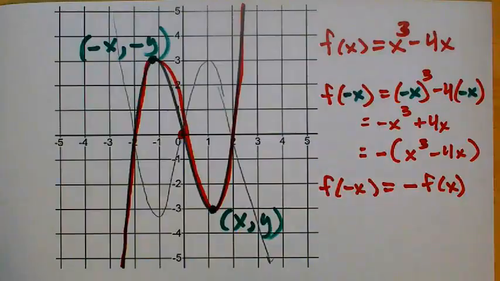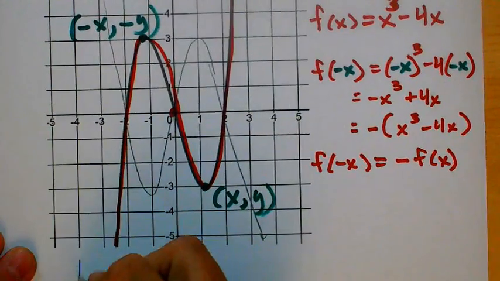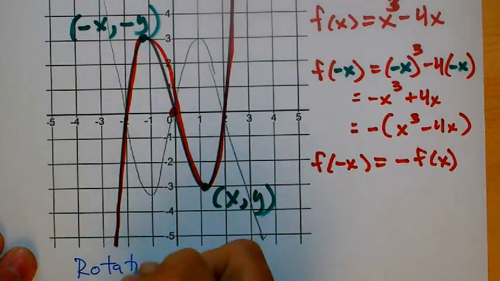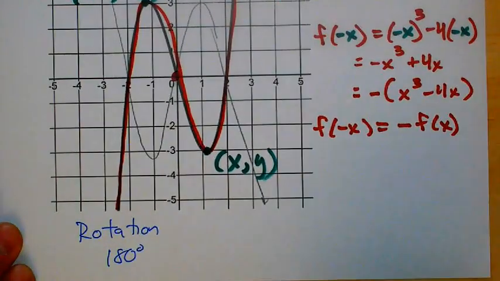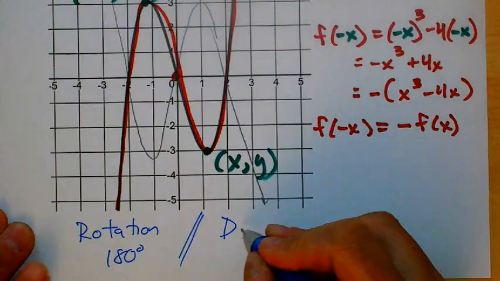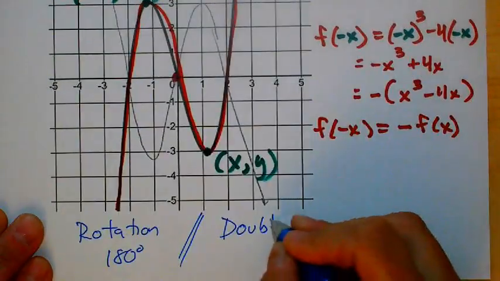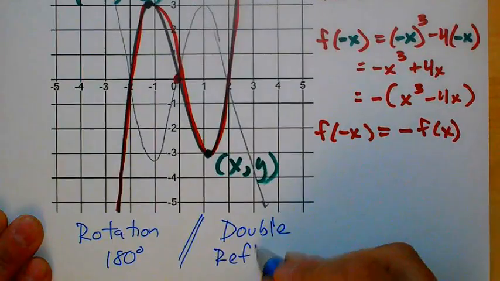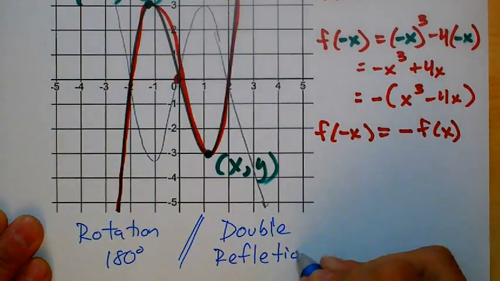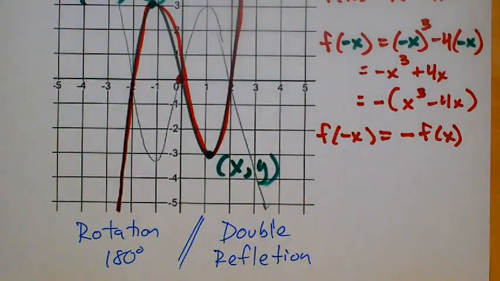So again, you've got either a rotation 180 degrees about the origin, or you've got the double reflection. All right, so either way that you're more comfortable with, that's something you can do to wrap your heads around what these graphs look like with the symmetry about the origin.